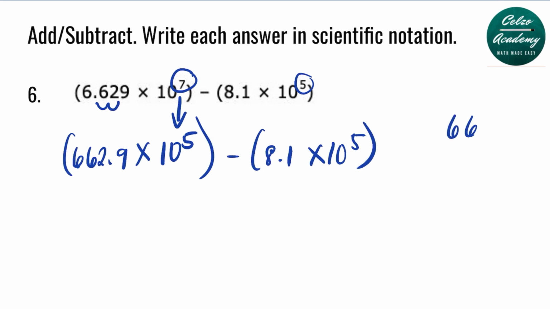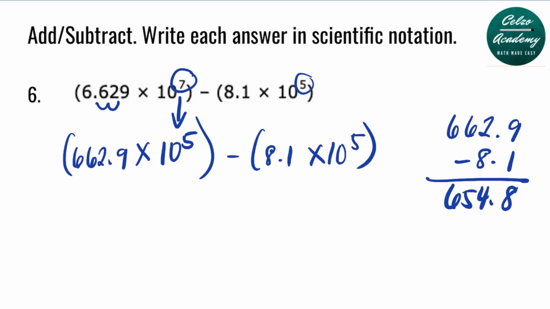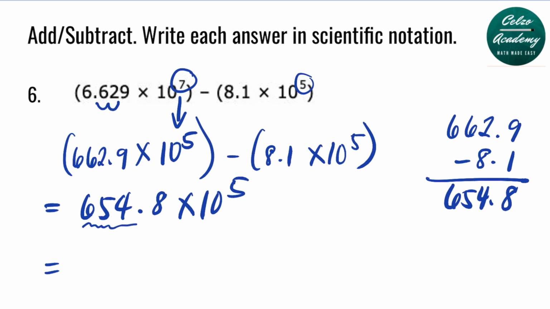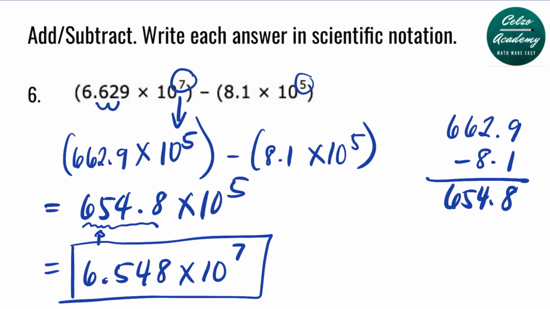So now we're ready to subtract 662.9 minus 8.1. And this is 654.8. So we will have 654.8 times 10 to the fifth power. We need to simplify this further because our a value is more than 10. We will make this 6.548. And what do you think will happen to the power? Since we moved 2 places, we will increase the power by 2. So 5 becomes 7. So the answer is 6.548 times 10 to the 7th power.